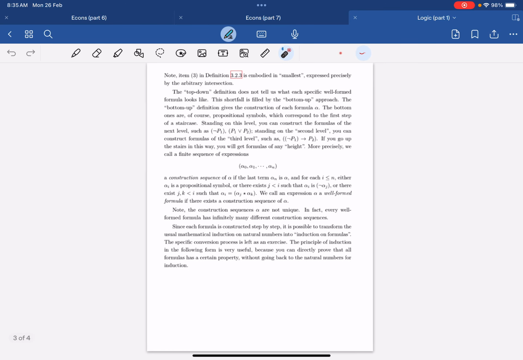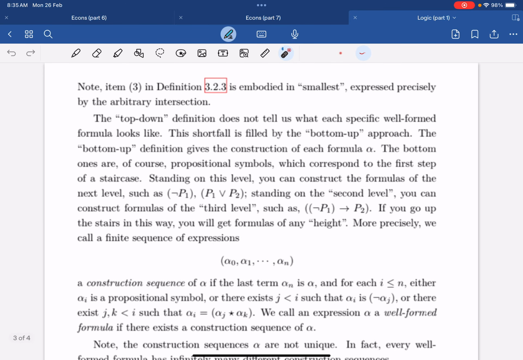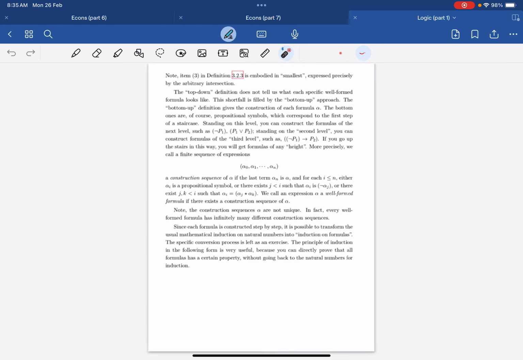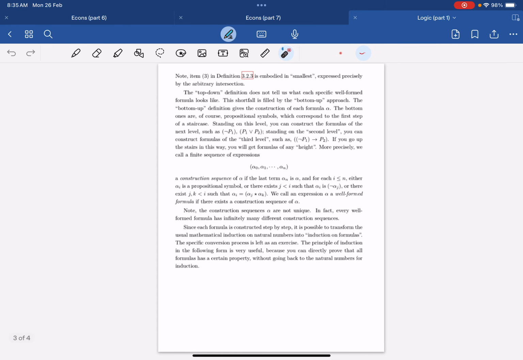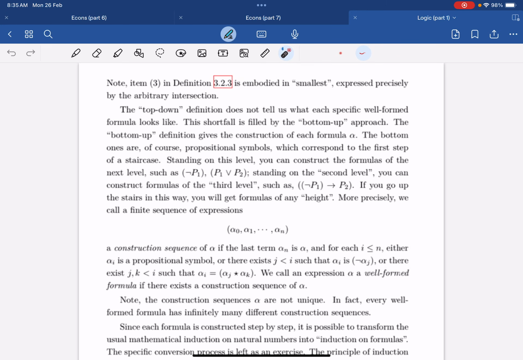With that top-down definition, we can say that it is the smallest in the sense of arbitrary intersection. While the top-down definition is useful in guiding us because it tells us what set we are looking at, it doesn't tell us how the formulas will look. So we need to use the bottom-up approach, and you can show these two approaches give you the same definition by showing their equivalence.